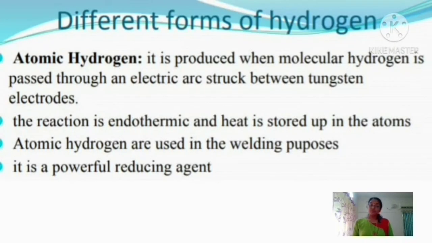Next, we can discuss the different forms of hydrogen. First form is atomic hydrogen. Atomic hydrogen is formed when molecular hydrogen is passed over an electric arc struck between tungsten electrodes. And the formation of atomic hydrogen is highly endothermic. That means a large amount of energy is stored up in this hydrogen atom. And this liberated hydrogen atom can recombine to form the hydrogen molecule with the evolution of a large amount of energy. And this energy can be used for welding purposes. Again, atomic hydrogen can be used as a powerful reducing agent and hence cannot be obtained except at high temperature, that is around the temperature of the sun.